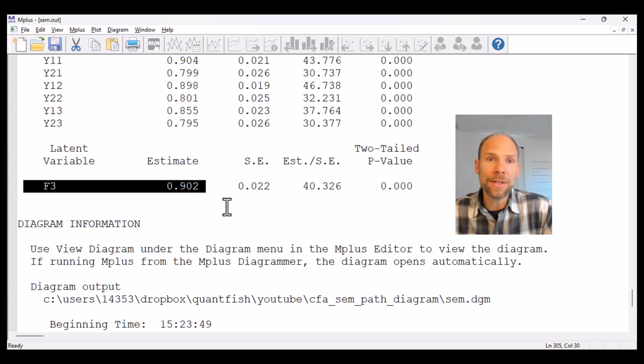I hope you found this video useful to learn more about the interpretation of structural equation modeling coefficients and output.